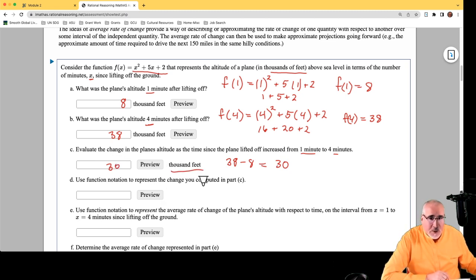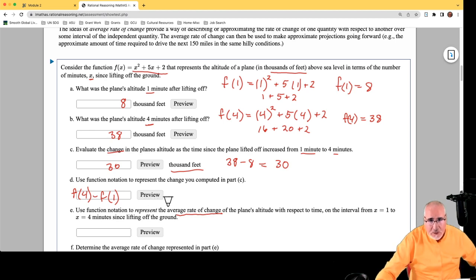Use function notation to represent this change, computed in part C. Well, what did we do? We did f of 4 minus f of 1. And then use function notation to represent the average rate of change. So we've got just the change, right? This is just the amount of change. To get the average, we've got to figure out how much it changed over this time period from 1 to 4 seconds. And so we do the same thing, use function notation to represent it.